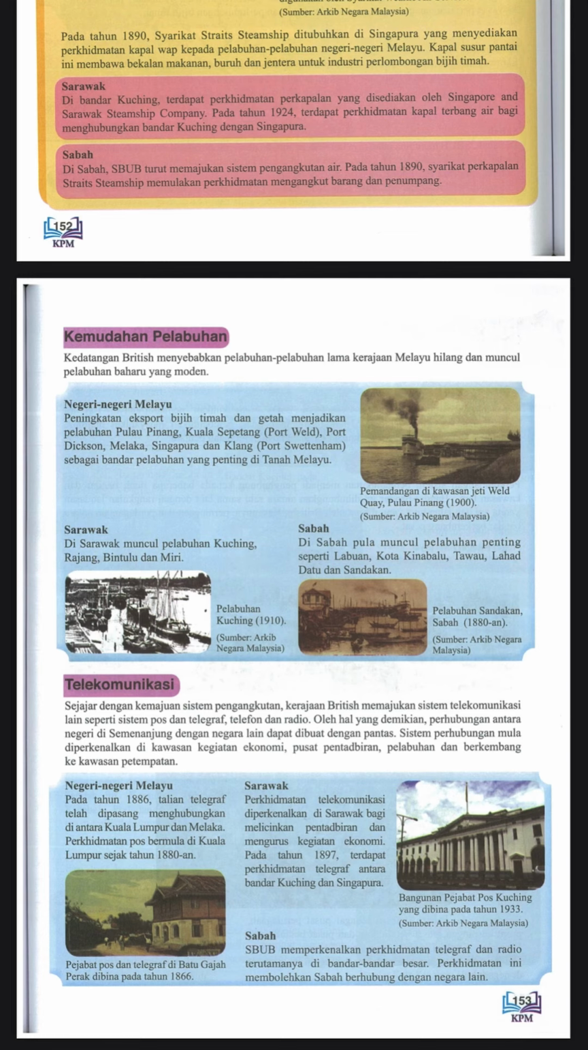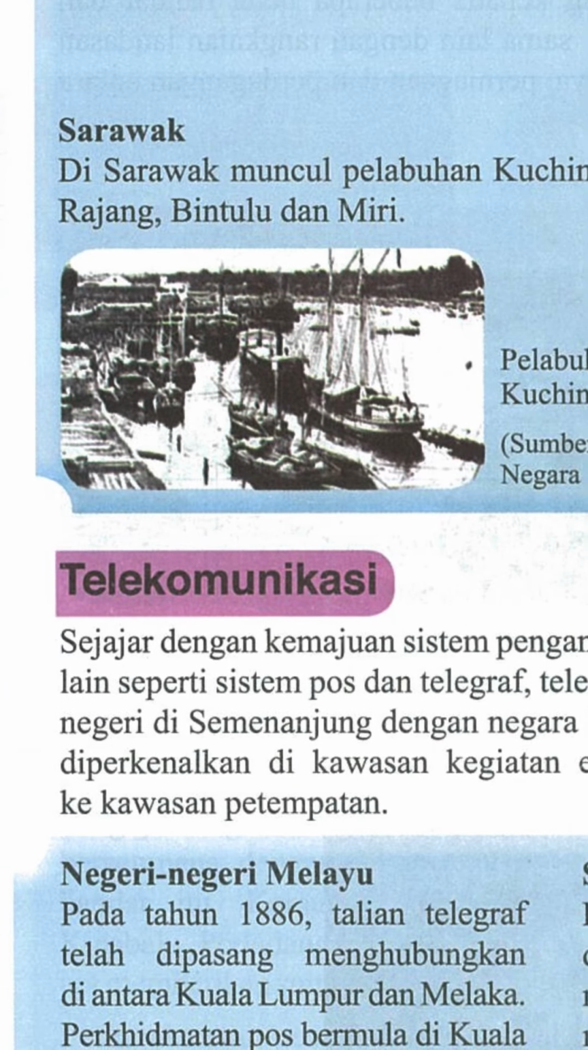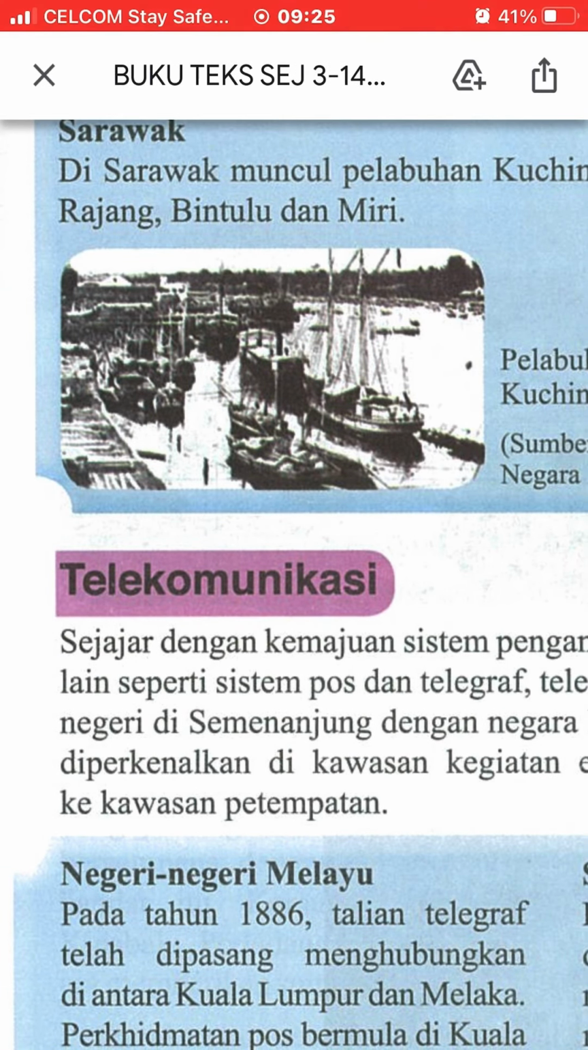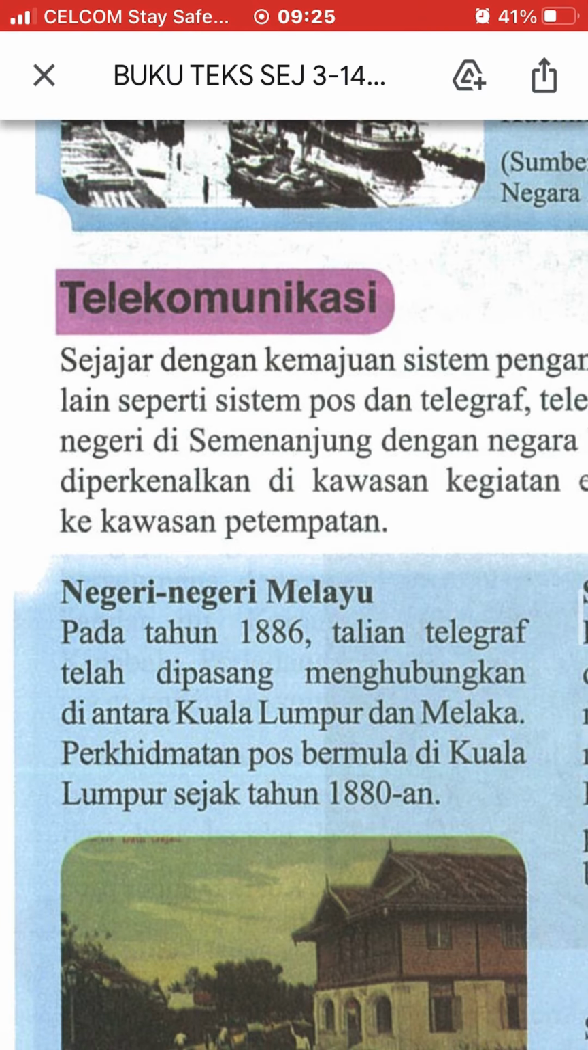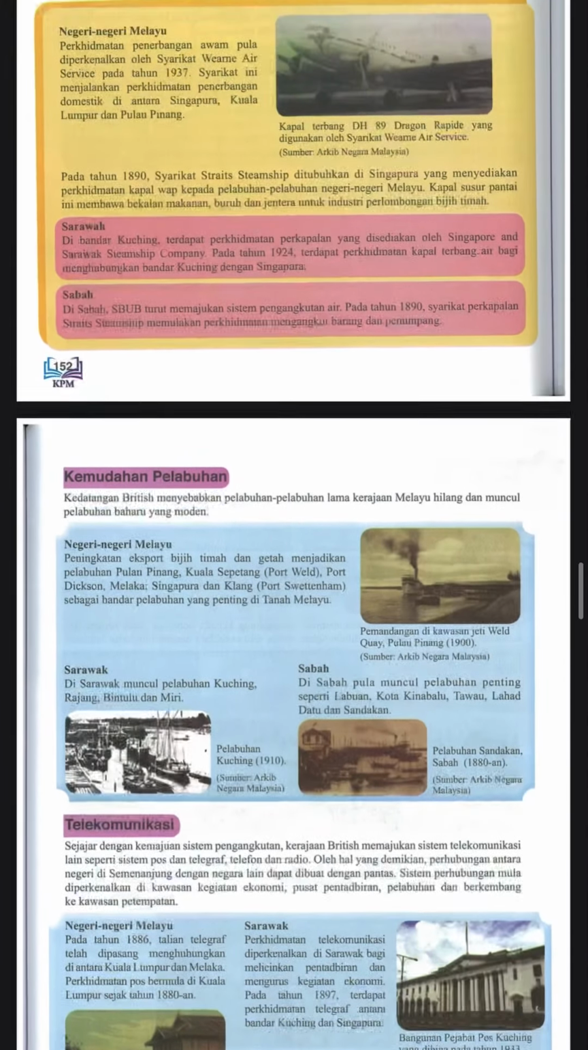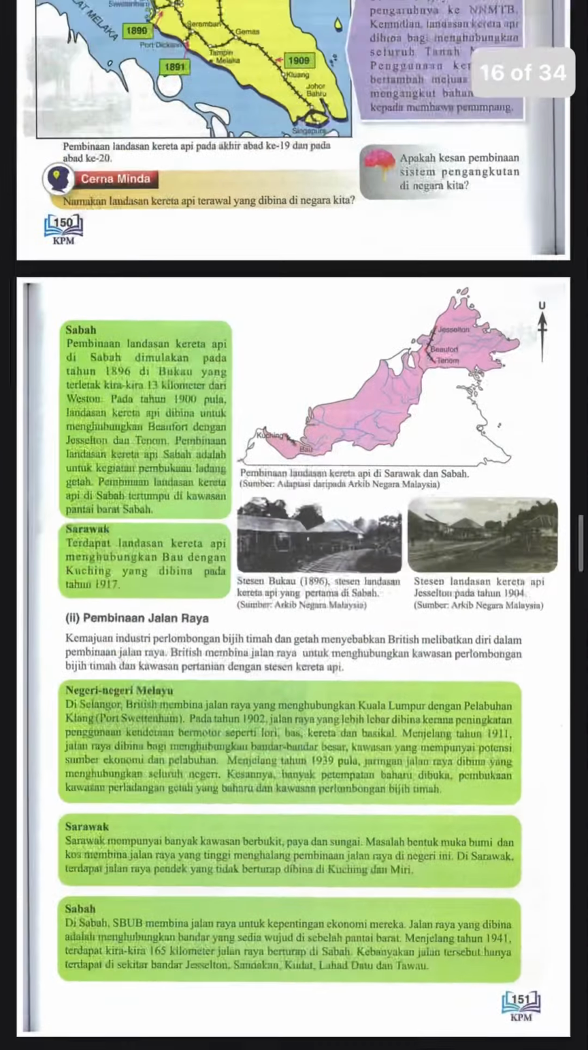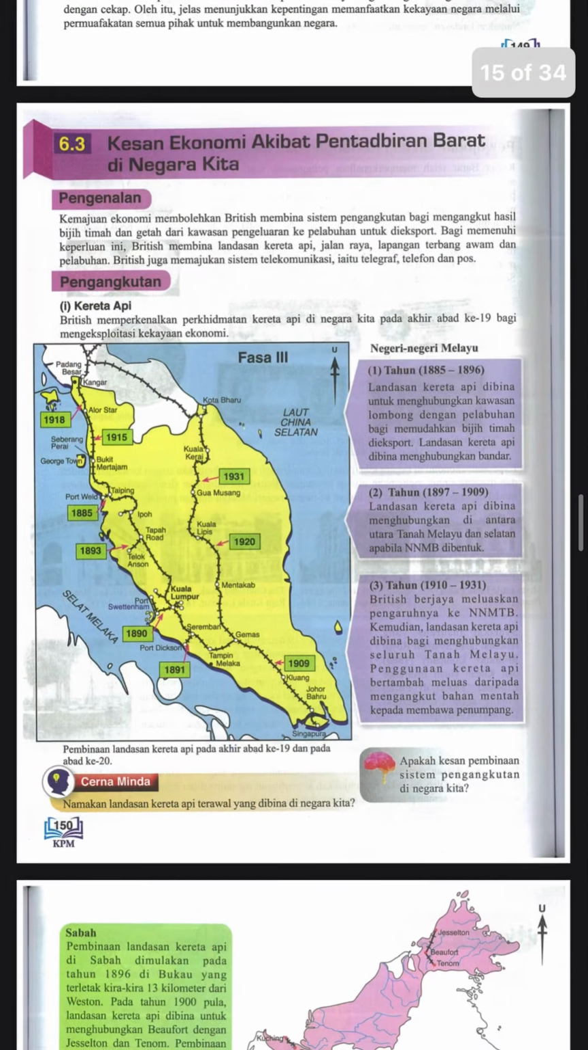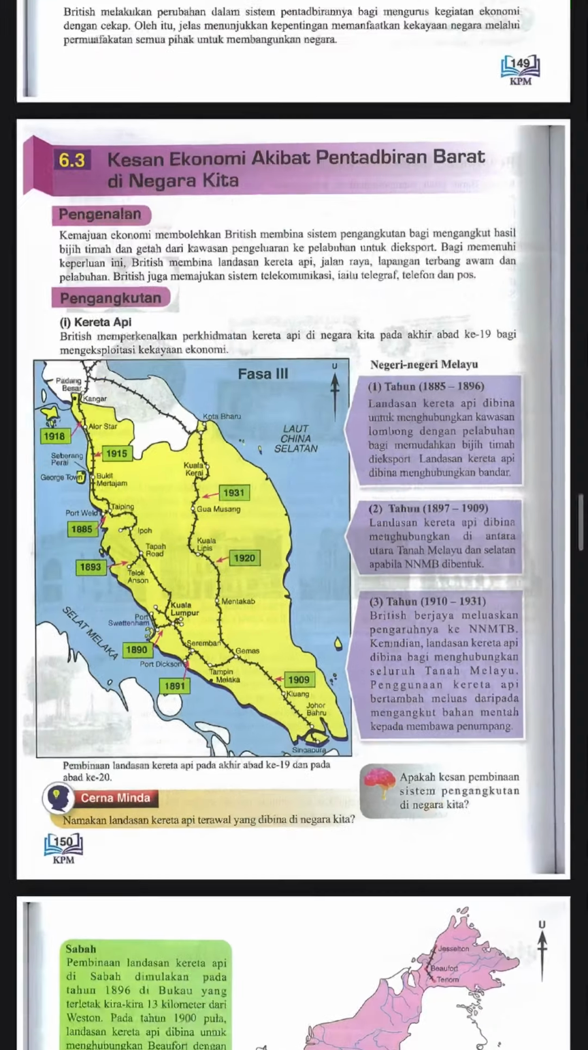Seterusnya, kamu lihat telekomunikasi. Pengangkutan British sejajar dengan kemajuan pengangkutan, British memajukan sistem telekomunikasi lain seperti sistem pos dan telegraf, telefon dan radio. So you please read this. You have to go through this, alright? So I want to stop at 6.3. So what I want you to do is go through from here, 6.3.